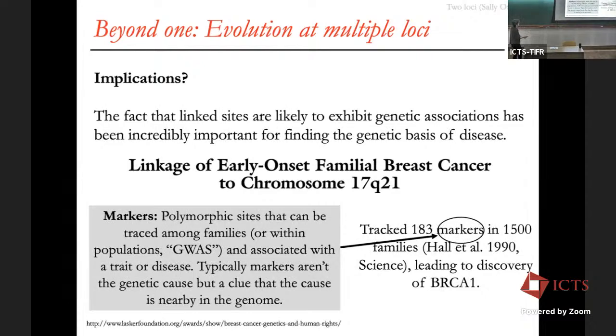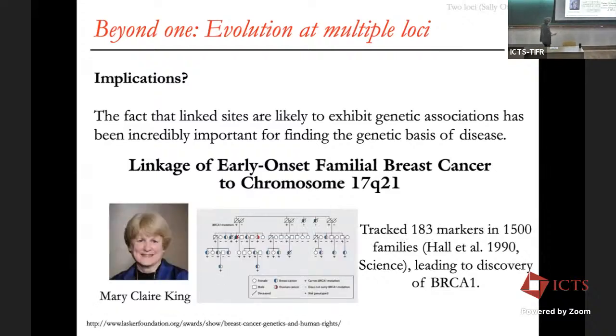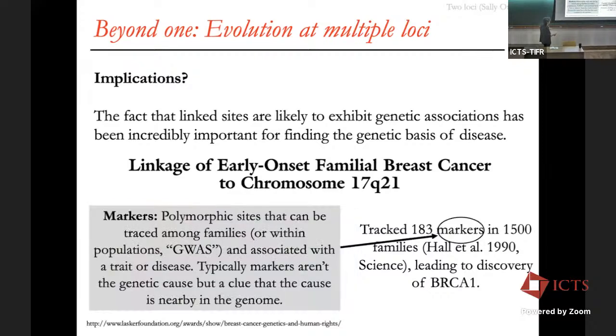So what are those markers? I think you are probably familiar, but those are polymorphic sites that can be traced among families. So she was looking at what genotype those have at all of those markers, and that's what she tracked. Typically, with the 183 markers, she was not actually finding the sites responsible for the breast cancer. She was just hoping they were in tight enough linkage disequilibrium with the sites under selection, the sites that were causing the breast cancer.